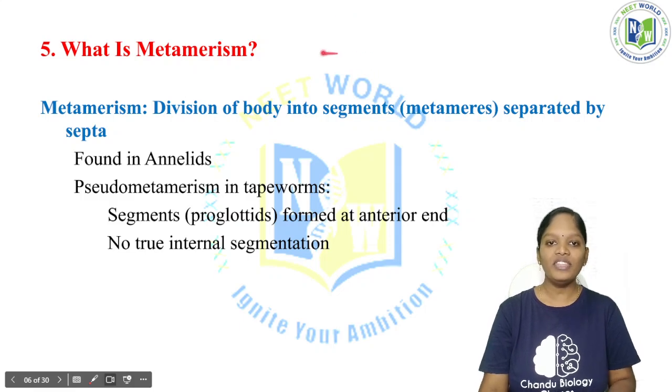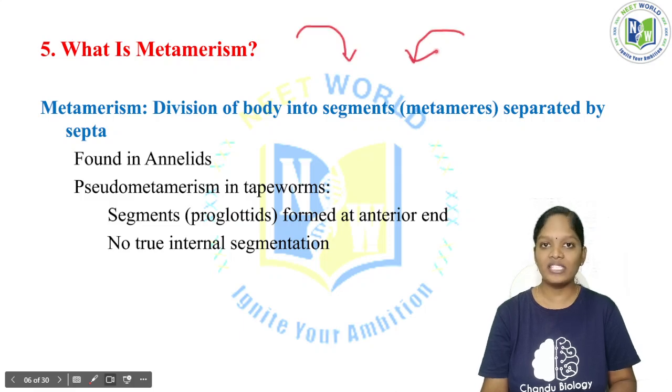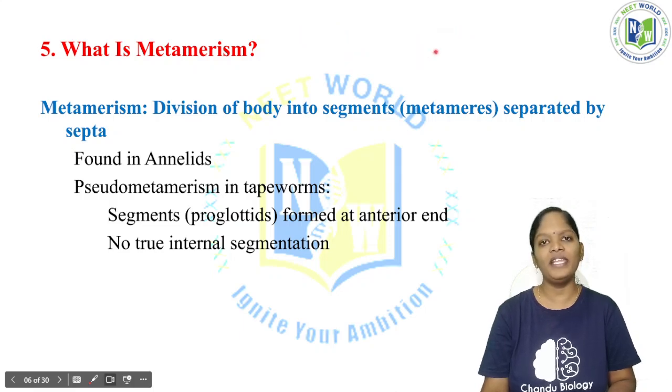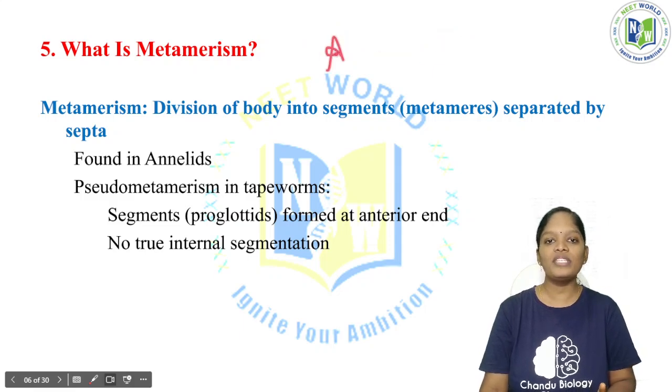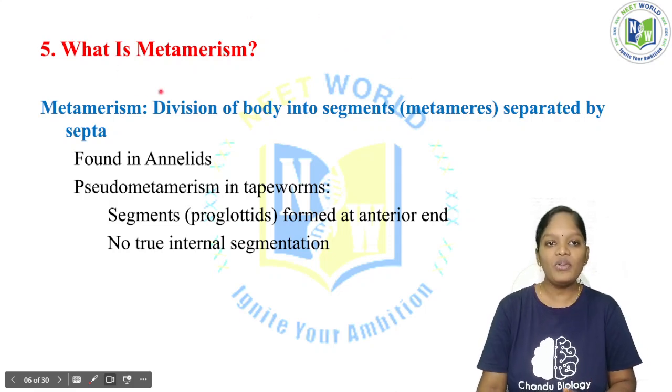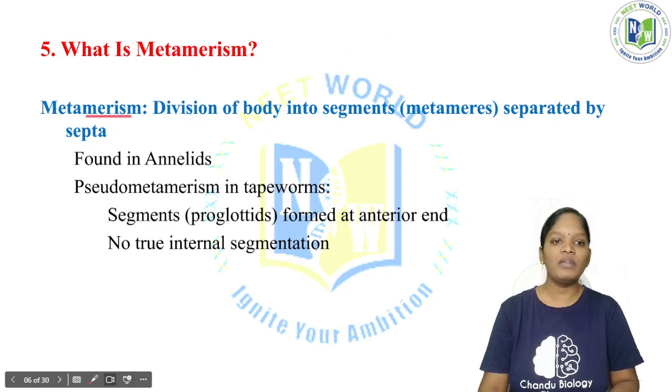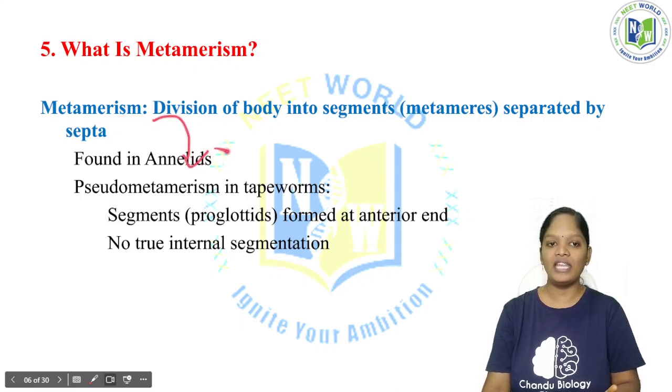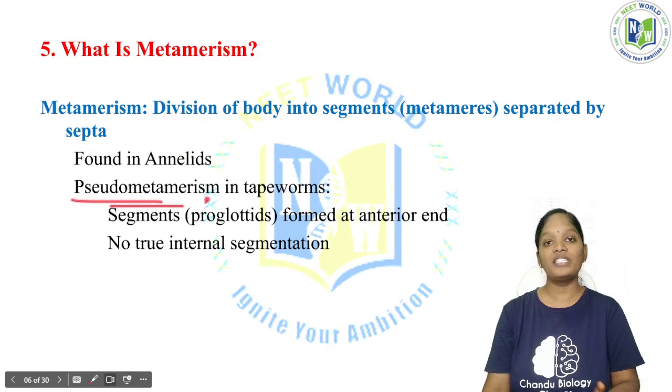segmentation. If the segments are present only externally or only internally, they also have segments, but it is not complete, not proper like in annelids. The arthropods and chordates have only external or only internal segmentation. Okay, so this is the difference between all these things. Now coming back to this question, you now know what is meant by metamerism. It is very well seen in the annelids, and pseudo metamerism in tapeworms.